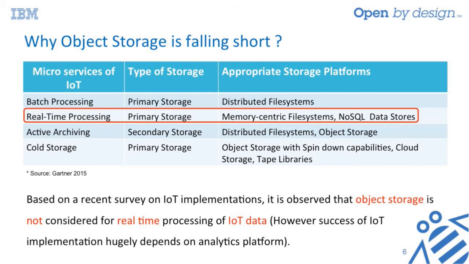But the next slide shows that in today's world, based on Gartner's 2015 report, object is not used for IoT. We can see the real-time processing column here shown in red, that it's very important for IoT. For real-time analytics used in IoT, memory-centric file systems and NoSQL data stores are the appropriate storage platforms. And the chart shows that object storage works very well with active archiving and cold storage, but it's not listed under real-time processing.